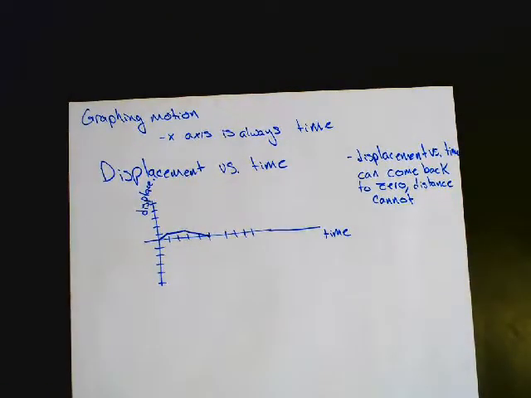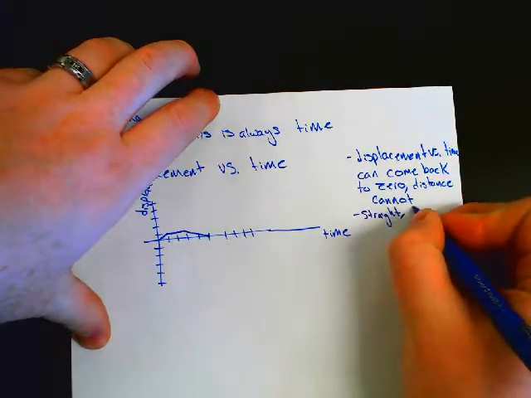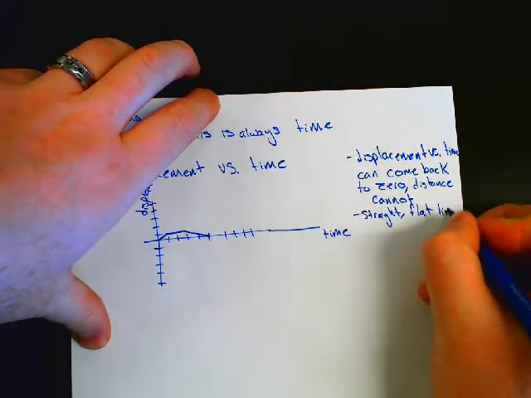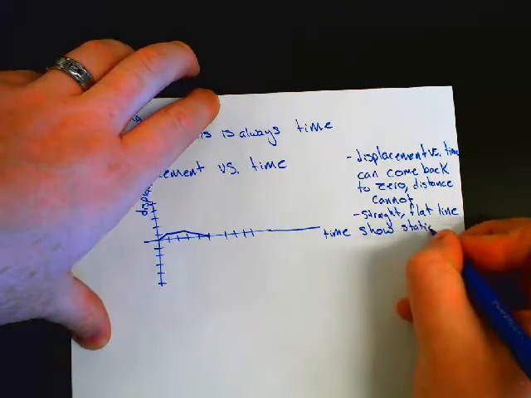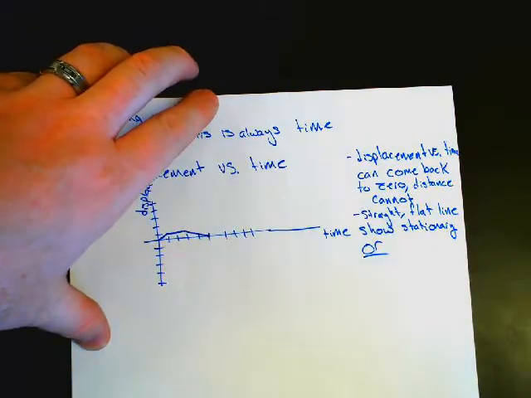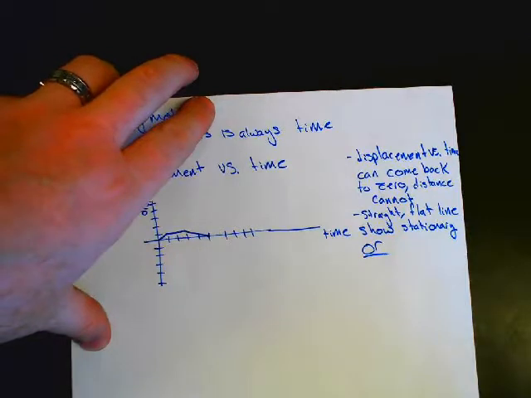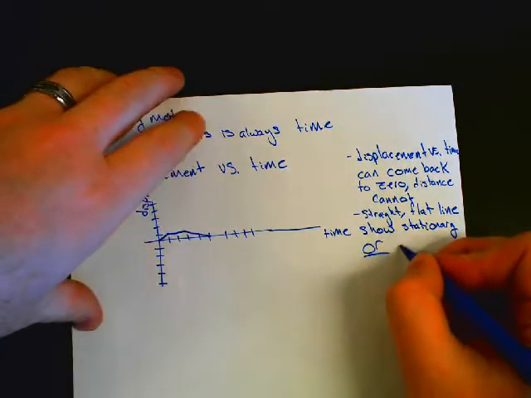Okay, so our next point. How do I show stationary on a displacement versus time graph? A straight, flat line. Okay, a straight, flat line shows stationary. Or, what's my alternative to stationary in this case? Moving in another dimension, yeah.